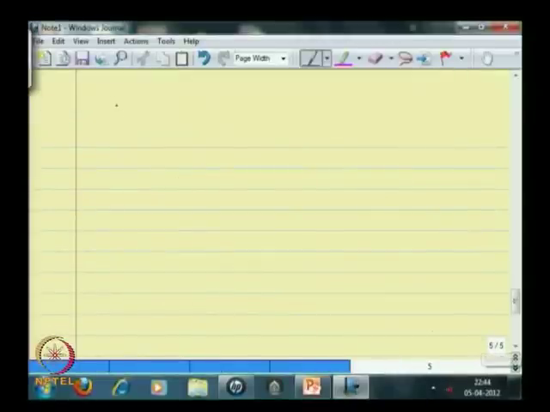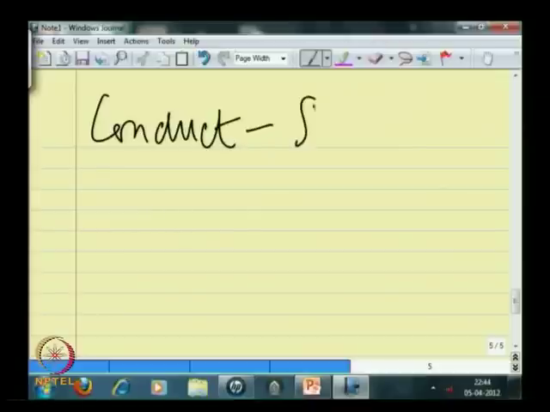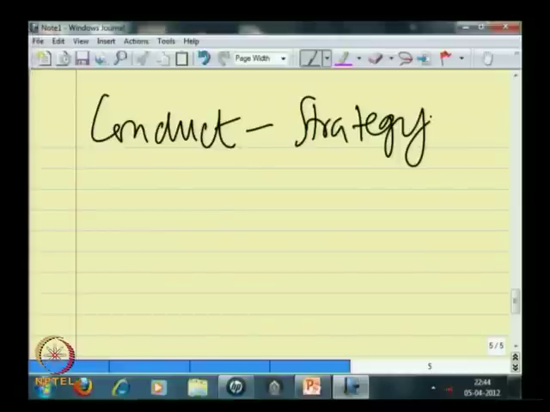The second C I already told you is conduct, which I said I am viewing as the strategic direction for a business. What is strategy? In fact, I have asked this question to many of my students who have actually undergone this course before.